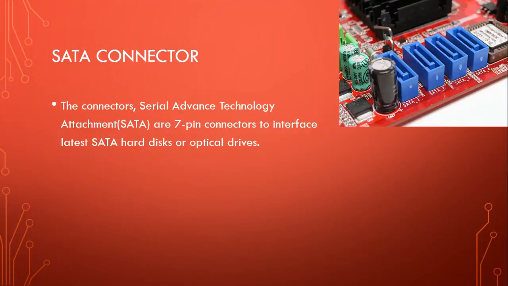And here's our SATA connector. These little blue modules right here. Boom, boom, boom. There are 4 of them here. The connectors, which are known as Serial Advanced Technology Attachment, are 7-pin connectors to an interface in the latest SATA hard drives or optical drives. So that includes your traditional hard drives, maybe a solid-state drive, and maybe an optical drive, which would be something like a DVD drive or a Blu-ray drive. Now, compared to your IDEs, these are much faster. They usually support up to 6 gigabits per second. So that's a pretty good connection speed compared to what you can get off an IDE.